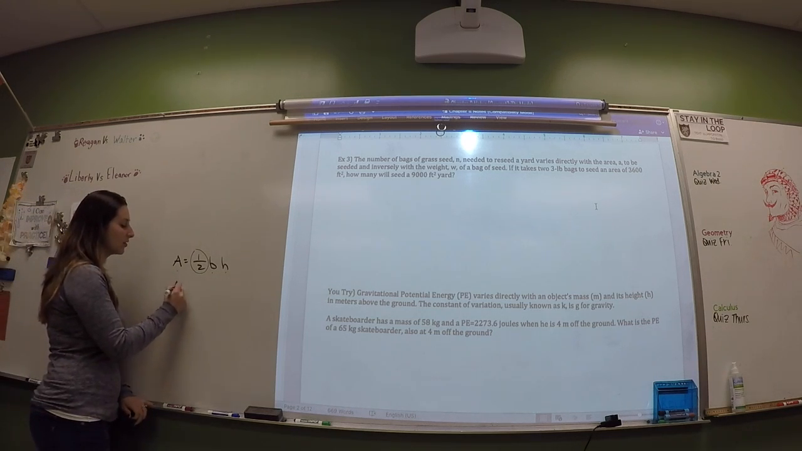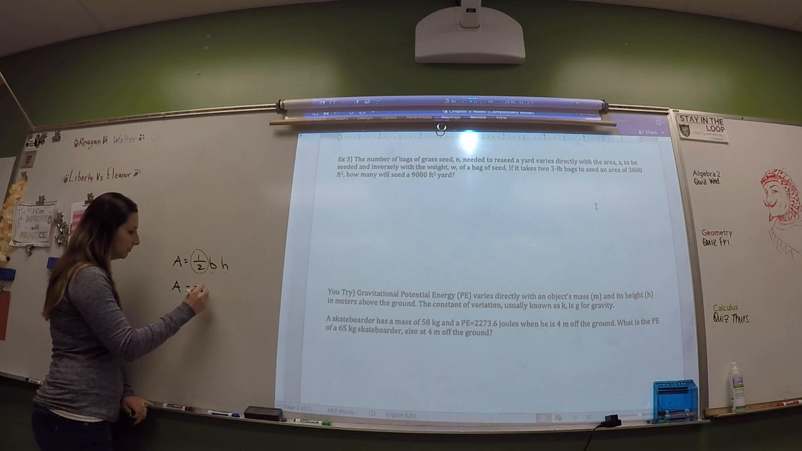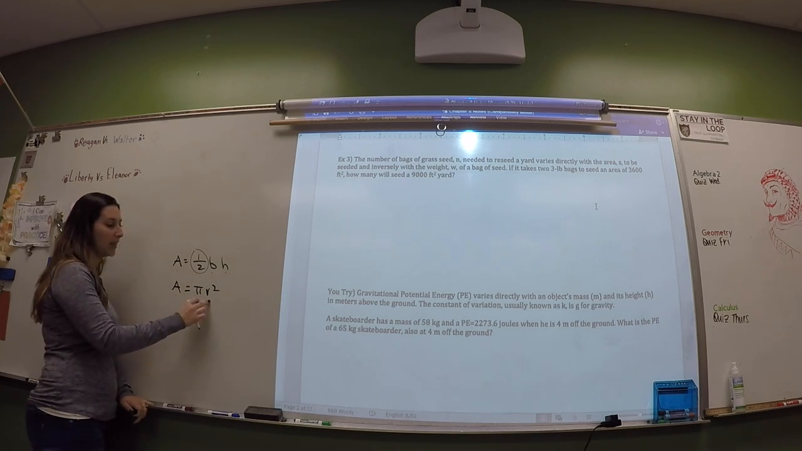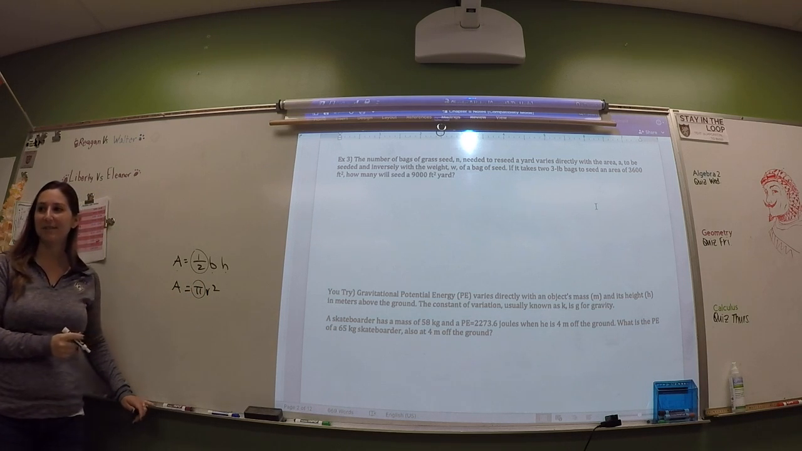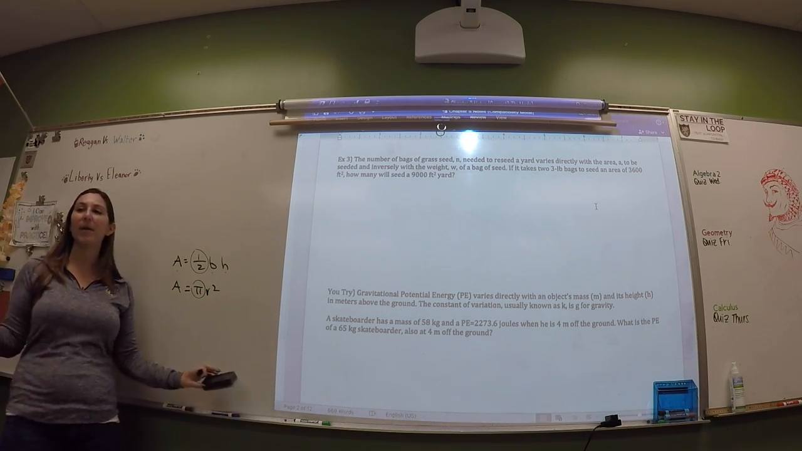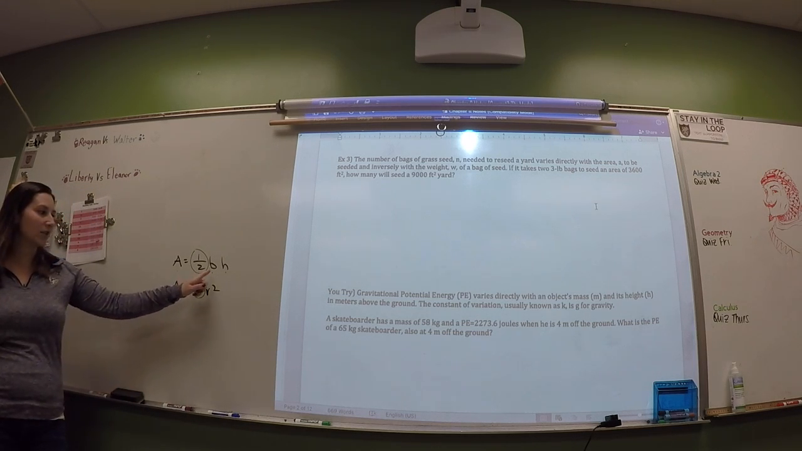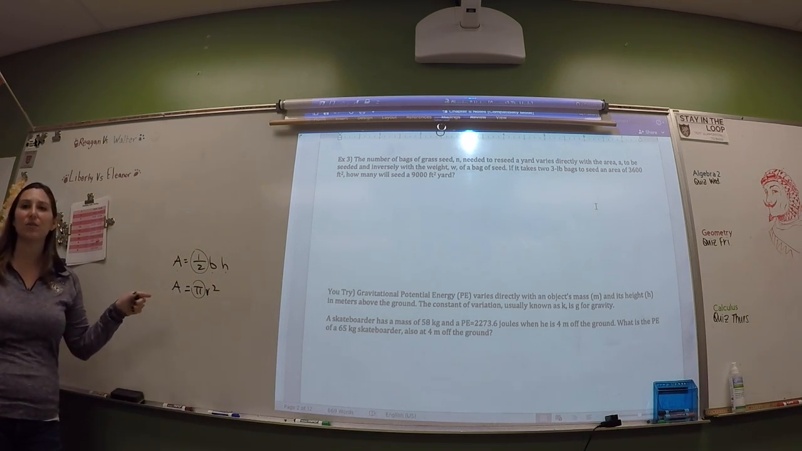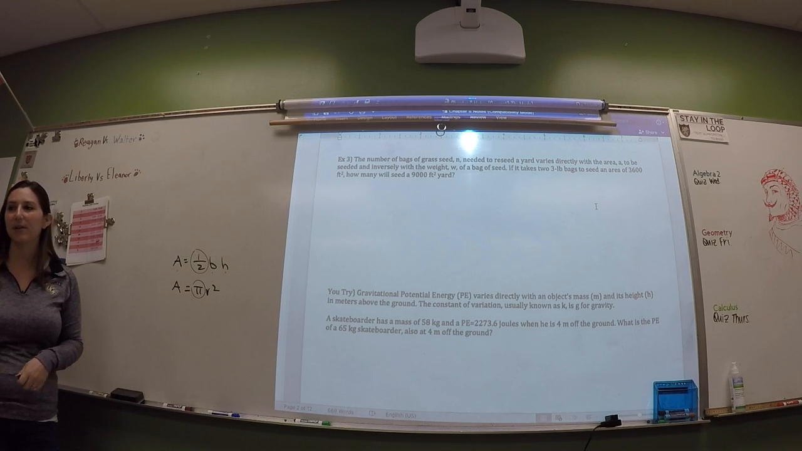Area of a circle. It's two things, but this one's special. It's squared, and this is your constant of variation. These are all examples of variation. You just don't think about them the same way. This would be like direct variation twice, so a type of combined or joint variation.